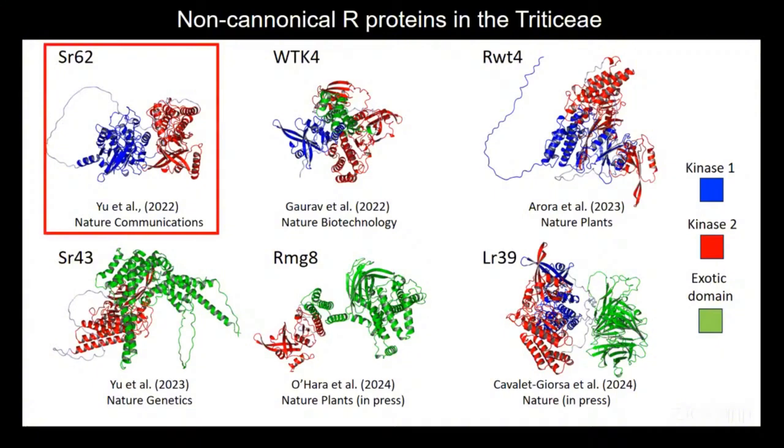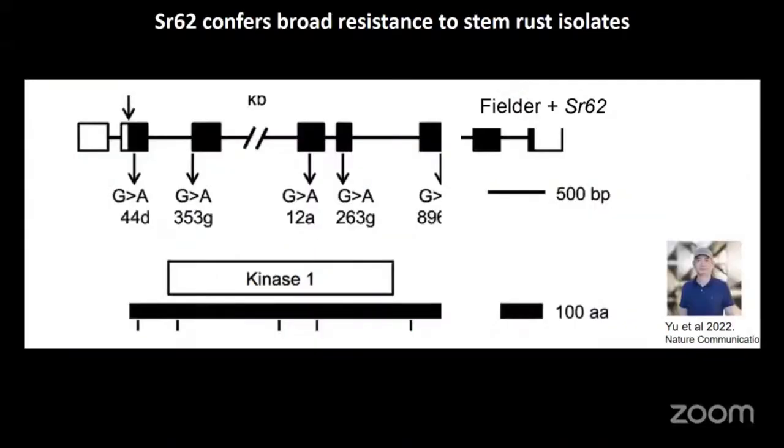We have focused our attention on this gene here, SR62, and I'll take you through how we studied SR62 and determined its mechanism. SR62 is a gene that was introduced into wheat from a wild grass, Aegilops sharonensis. It confers very broad spectrum resistance to stem rust, so it's a very good gene. And it was cloned by a postdoc in my lab, Guotai Yu, and we published that in 2022.